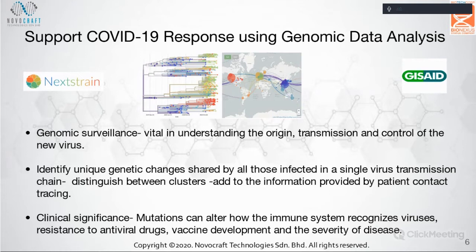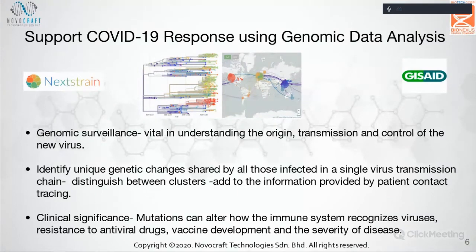Genomic analysis is one of the important approaches in understanding the origin, transmission, and the control of the new virus. Insight from the virus genetic will allow the prediction of longer-term, larger-scale trend and independent validation in estimating the epidemic growth. In addition, identifying unique genetic changes shared by all those infected in a single virus transmission chain will distinguish between clusters and add to the information provided by patient contact tracing.